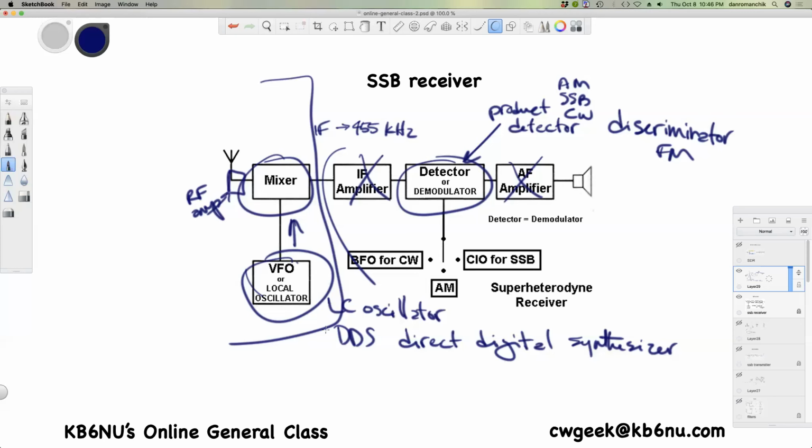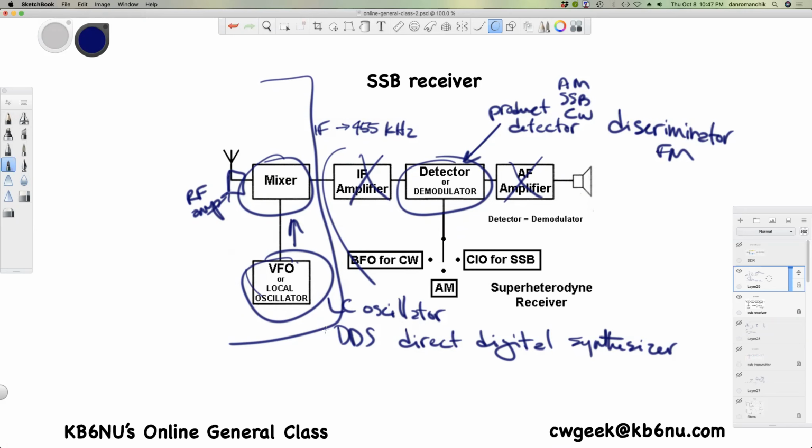So question: which of the following is a typical application for a direct digital synthesizer? Answer: a high stability variable frequency oscillator in a transceiver. Question: which of the following is an advantage of a direct digital synthesizer? Answer: variable frequency with the stability of a crystal oscillator.